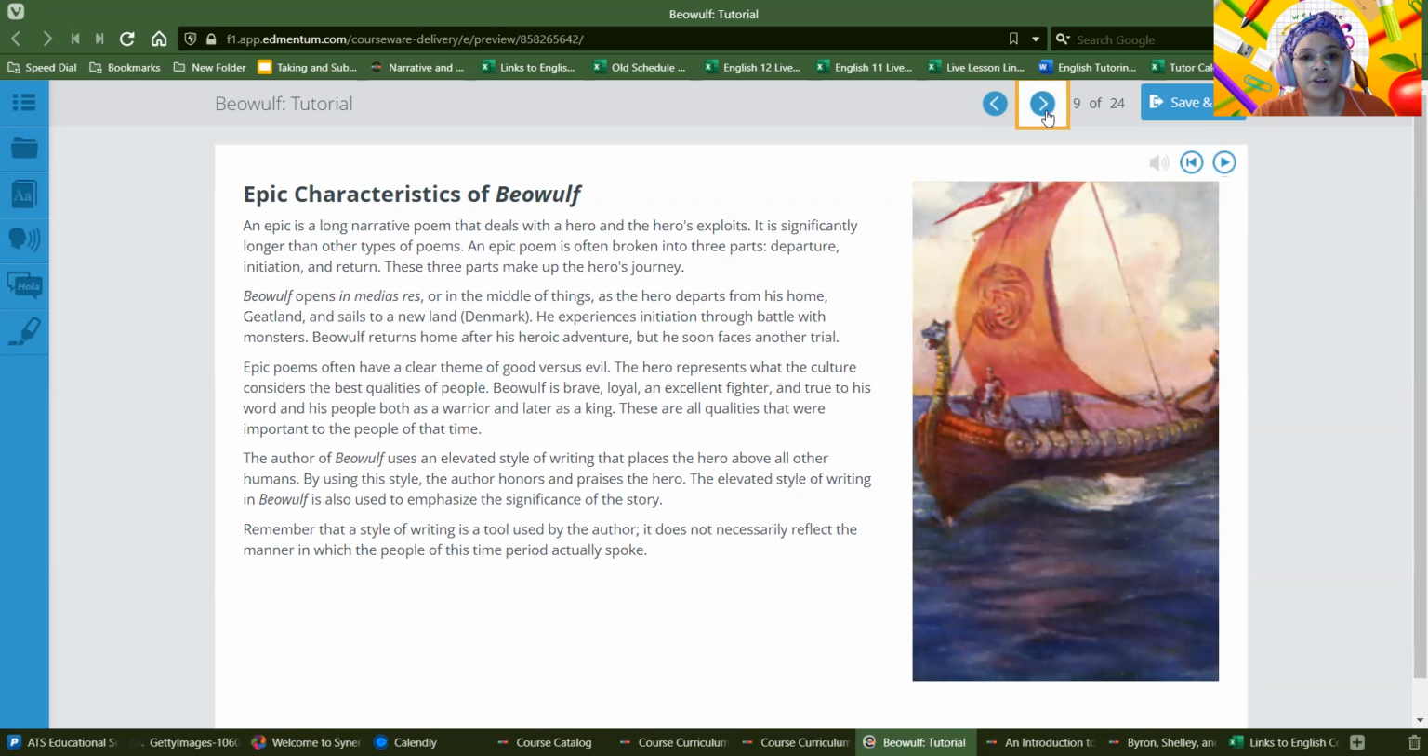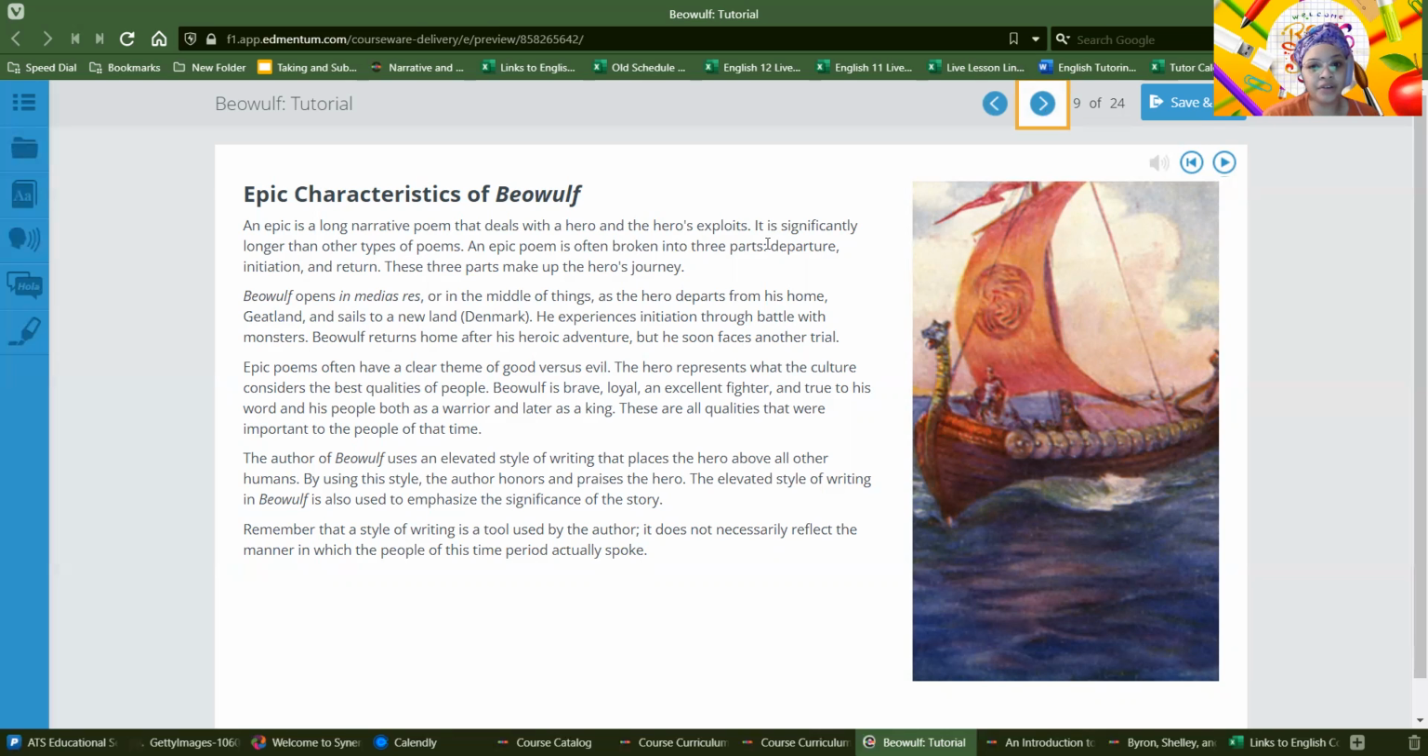So we start off with the epic characteristics. So they're going to tell you about what an epic is. And it's basically a long narrative poem that deals with a hero or a hero's exploits. So think of Hercules and things like that. Whenever you have mythologies that focus on just one person and what they did in their life, that's basically the foundation of an epic.